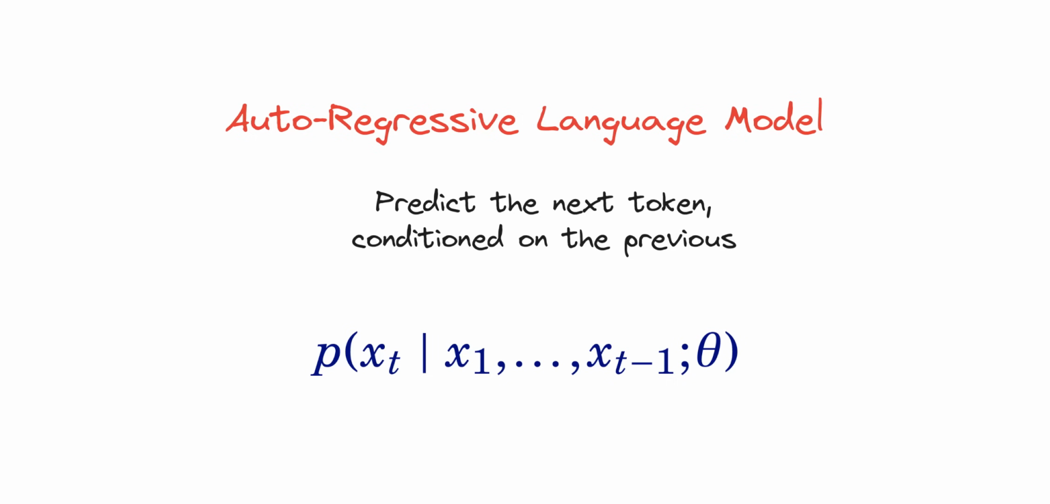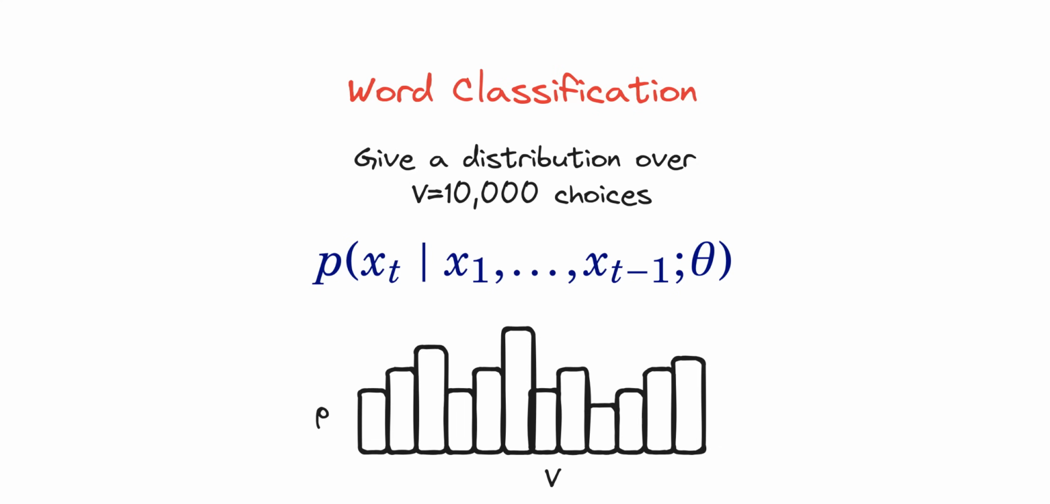This is a predictive model where we predict the next token conditioned on the previous tokens. We call it autoregressive, where auto refers to the fact that we're feeding back in previous predictions, and regressive refers to the fact that we are predicting the next token. More tangibly, we can think of each of these conditional probabilities as producing a distribution over 10,000 different choices. That is, we are assigning a probability to every word in the dictionary. I'll represent this as a histogram over all possible next word choices.